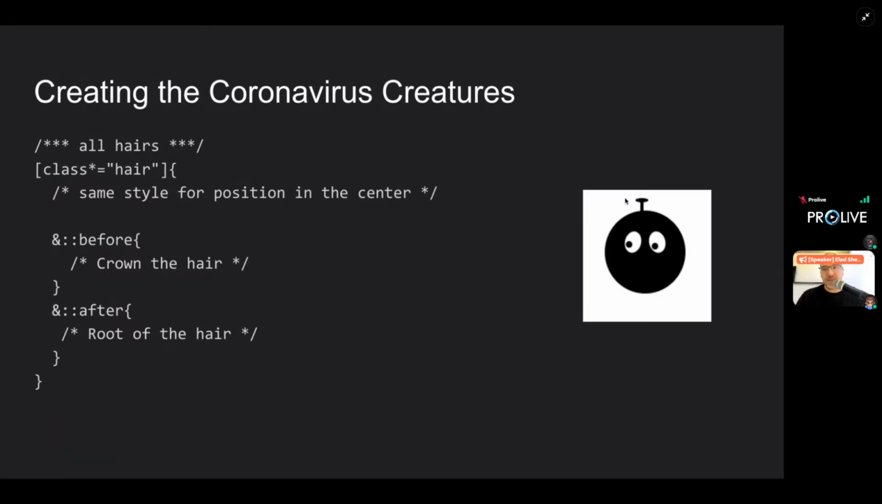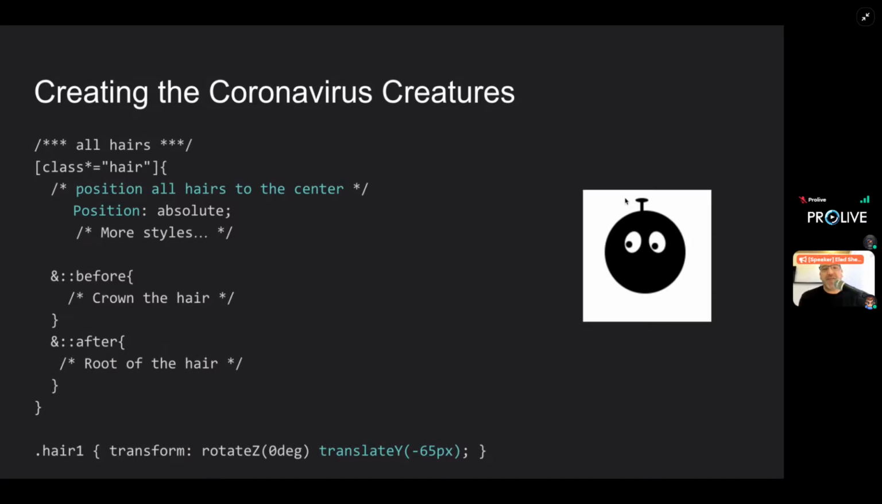Border radius of 50%. To locate all those hairs, first I gave all of them position absolute and located all of them exactly in the middle, in the center of the coronavirus creature, exactly here in the middle. And now, one by one, with the transform property, I want to put them around the coronavirus creature. The first hair gets the transform property with a rotate z value of 0 degrees that still doesn't do anything, and then translate y with a value of minus 65 pixels that takes the hair from the center to the top. But the second hair needs to be at the top and a little bit to the right, in this way.